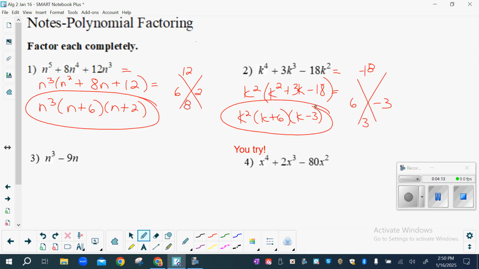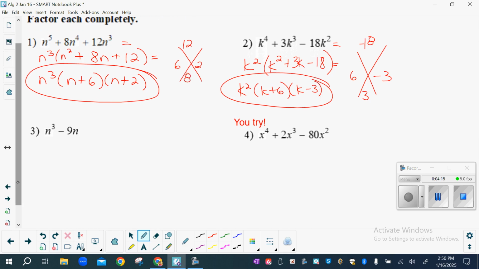Okay, one more. Do we have a greatest common factor on number 3? N, that's right. What's left, this group here, when we factor out the n? N squared minus 9. We can factor this one again, but it's not a trinomial. How do we factor it when it's n squared minus 9?